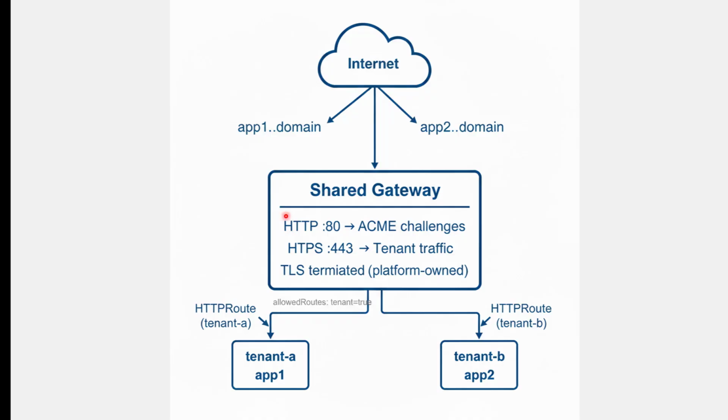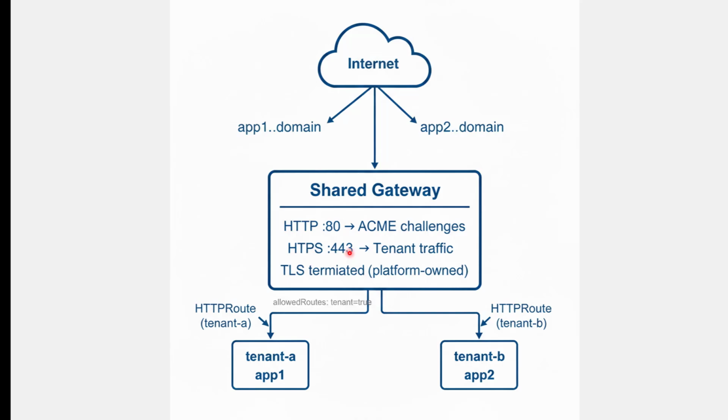That gateway exposes 2 listeners. First is HTTP, which is running on port 80, and another is HTTPS, which is running on port 443. So port 80 exists for one reason only, that is certificate automation. But end users never touch it. We have another listener running on port 443, where the real tenant traffic flows.